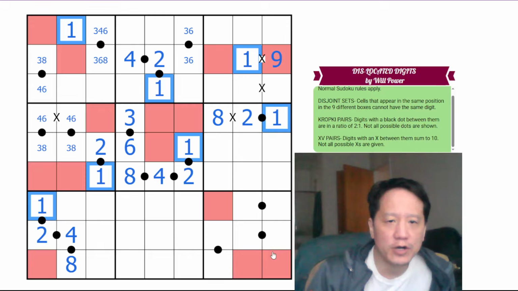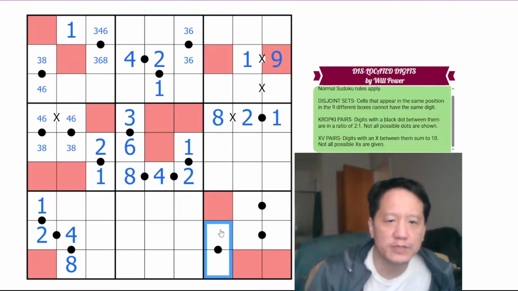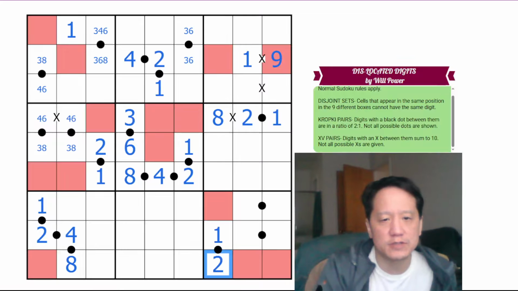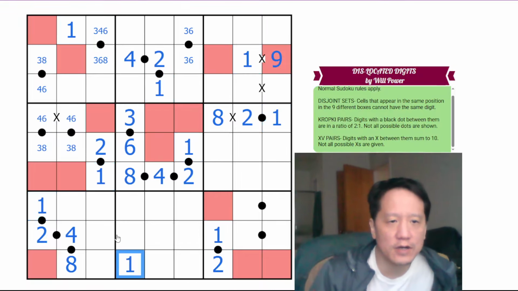Where is 1 in column 7? Can't be here because of 1 in the box. Can't be here because it must be 5, 7, or 9. So it has to be one of these two. So it must be in a 1 to 2 ratio with 2. And 2 cannot be here. So this is 1, which makes this 2. We have 8 ones. We know where the last one has to be. It has to be there.